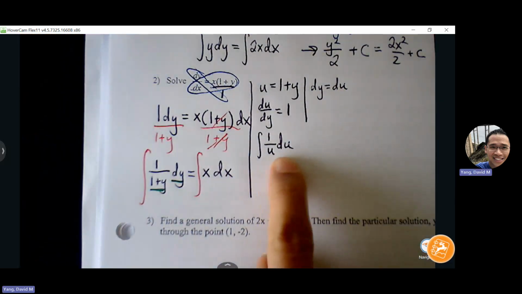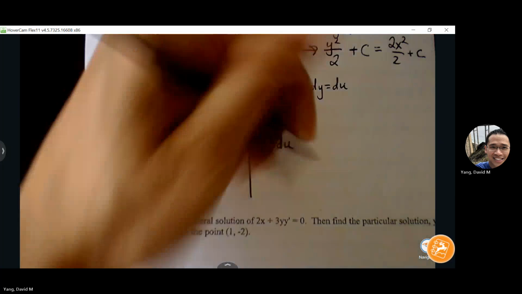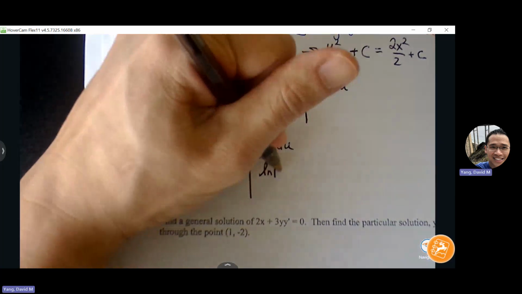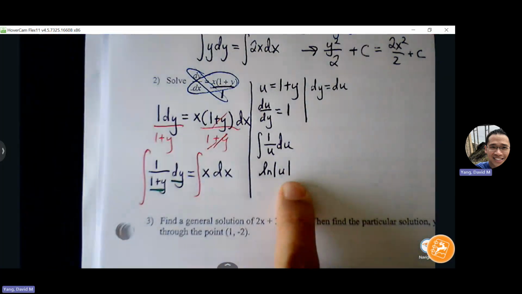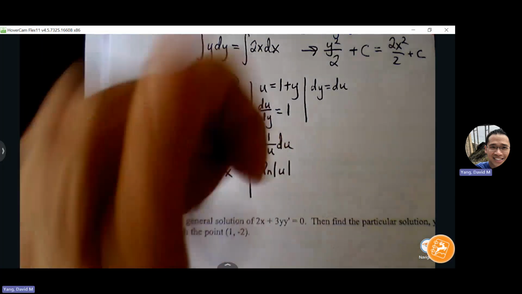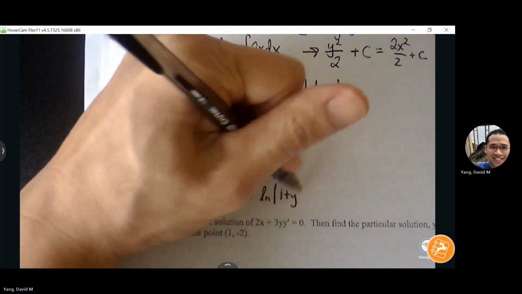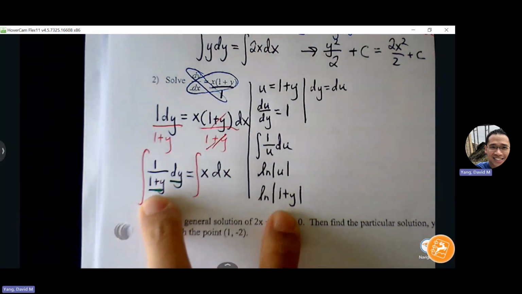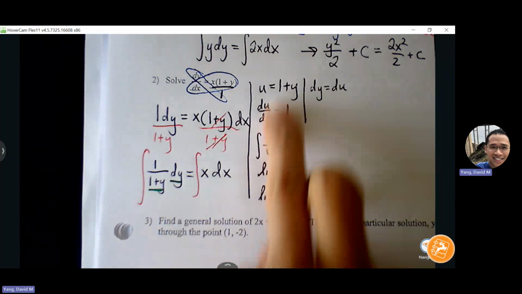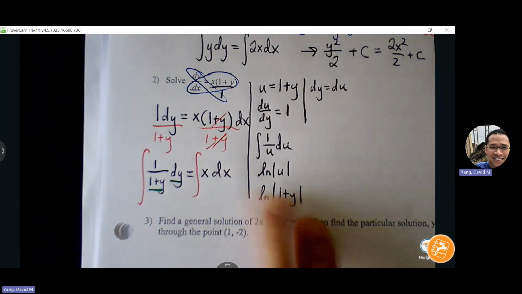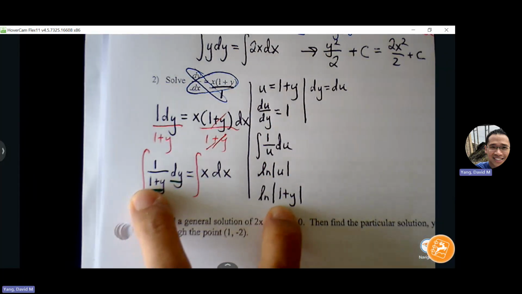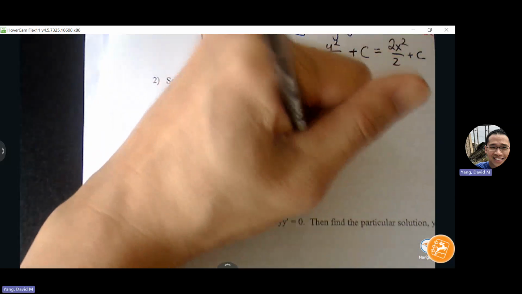Okay. 1 over u du, what does this turn into? Yeah, natural log, absolute value of u, and then replace u back in terms of y. Okay, so I know some of us are pretty confident that they can jump from here to here without any trouble, and that's fine. For now, I just want to show you the full steps. So the left side is accounted for, so we're done with the left side. Let's take care of the right side now.